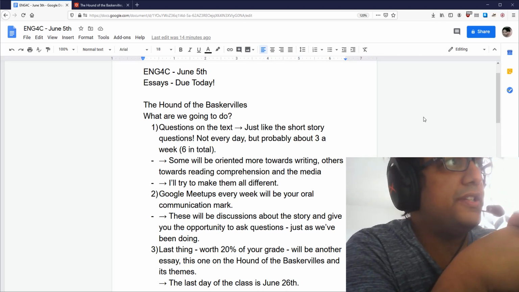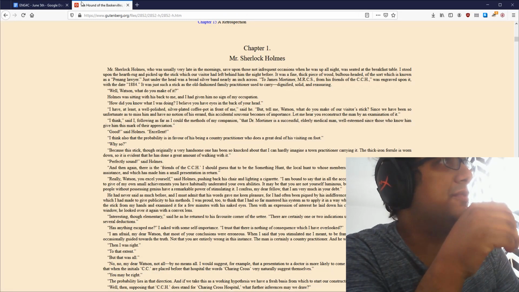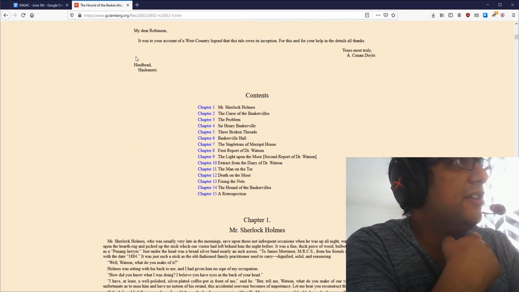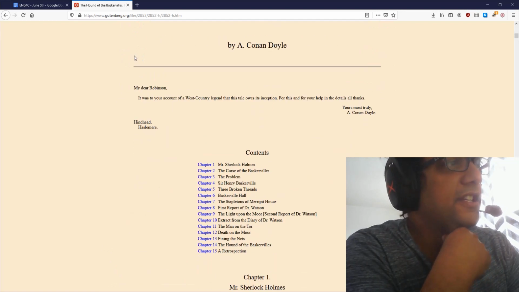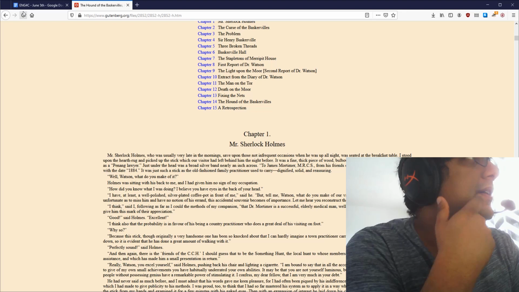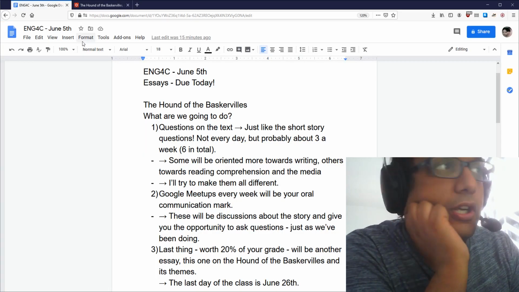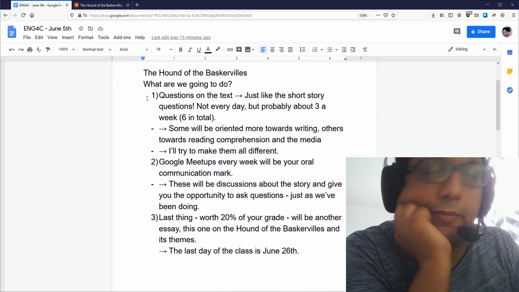and I want to look ahead now to what is left in the course. The main thing that's left, of course, is our novel, which is The Hound of the Baskervilles, which I've linked before, but I'll put another link in today. Before we start talking about the book, let's talk about what we're going to be doing with the book, right?